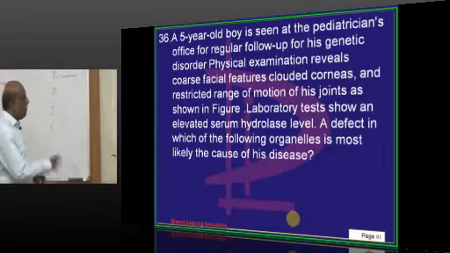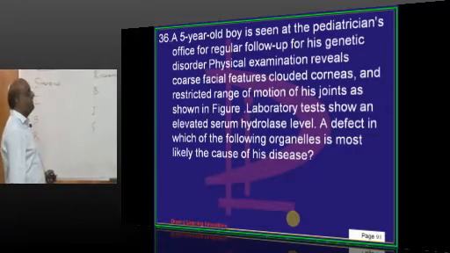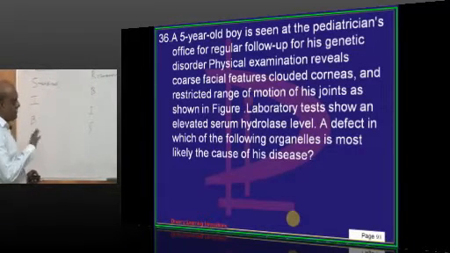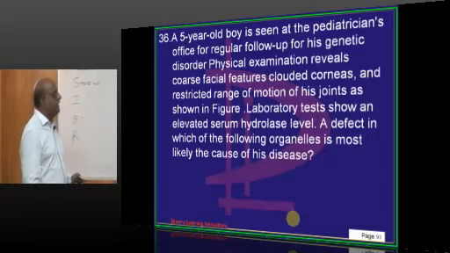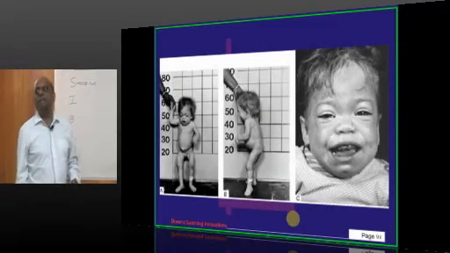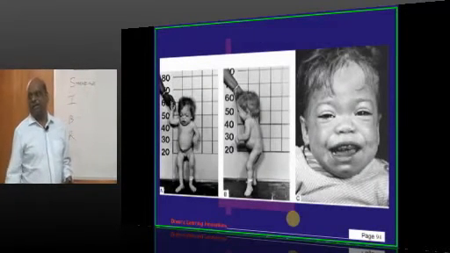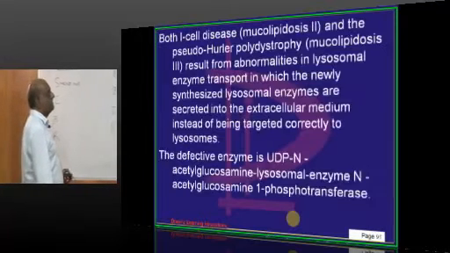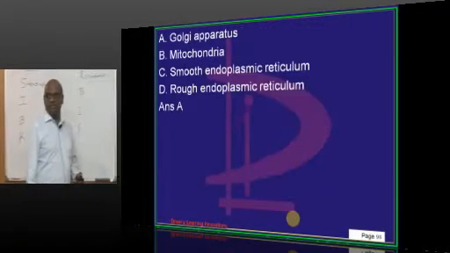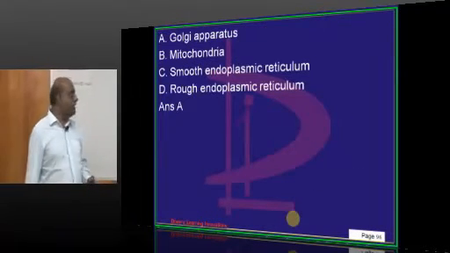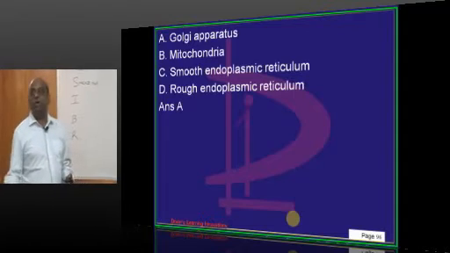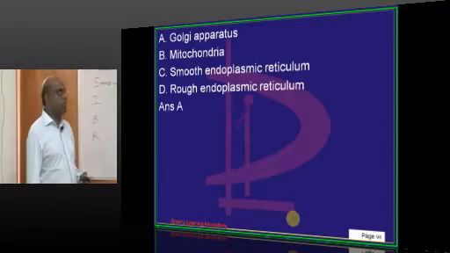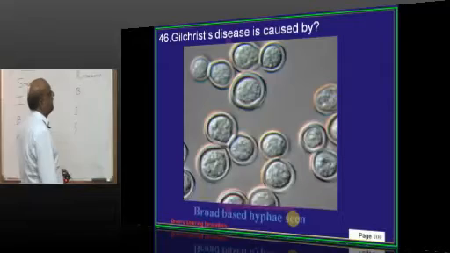Now a 5-year-old boy, coarse facial features, clouded corneas, restricted range of motion of joints, elevated serum hydrolase, that is the important clue. Typically whenever elevated serum hydrolase is there, you call it I-cell disease. And the I-cell disease fundamental problem is that the Golgi apparatus is what you need to appreciate.